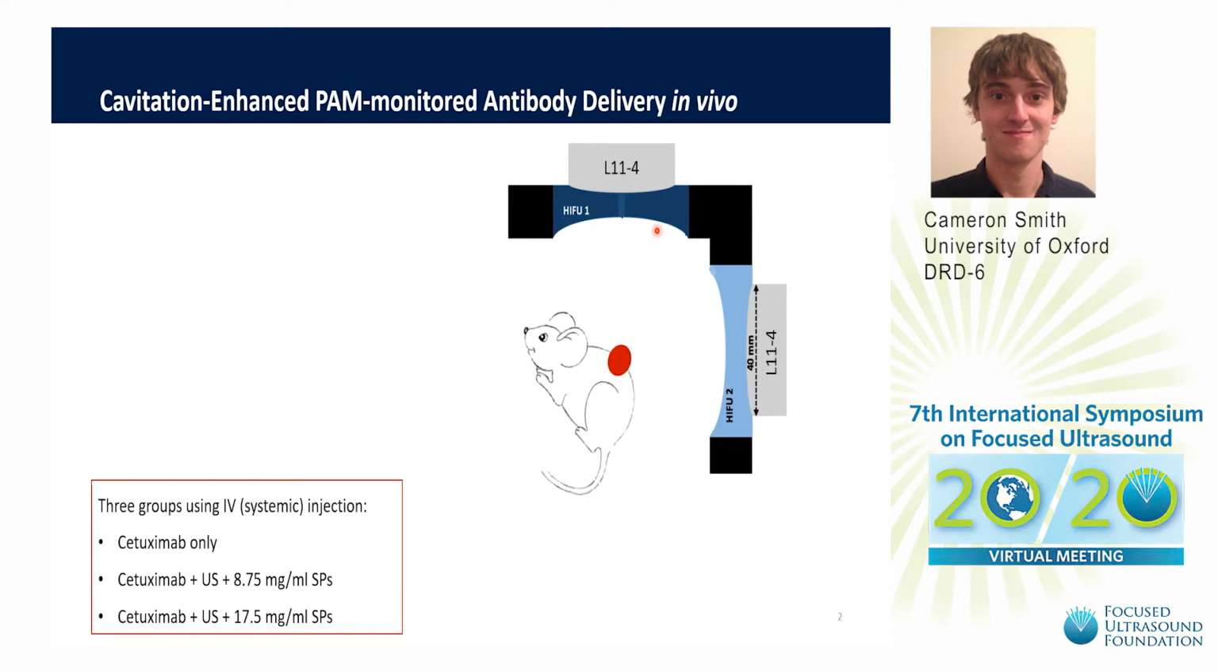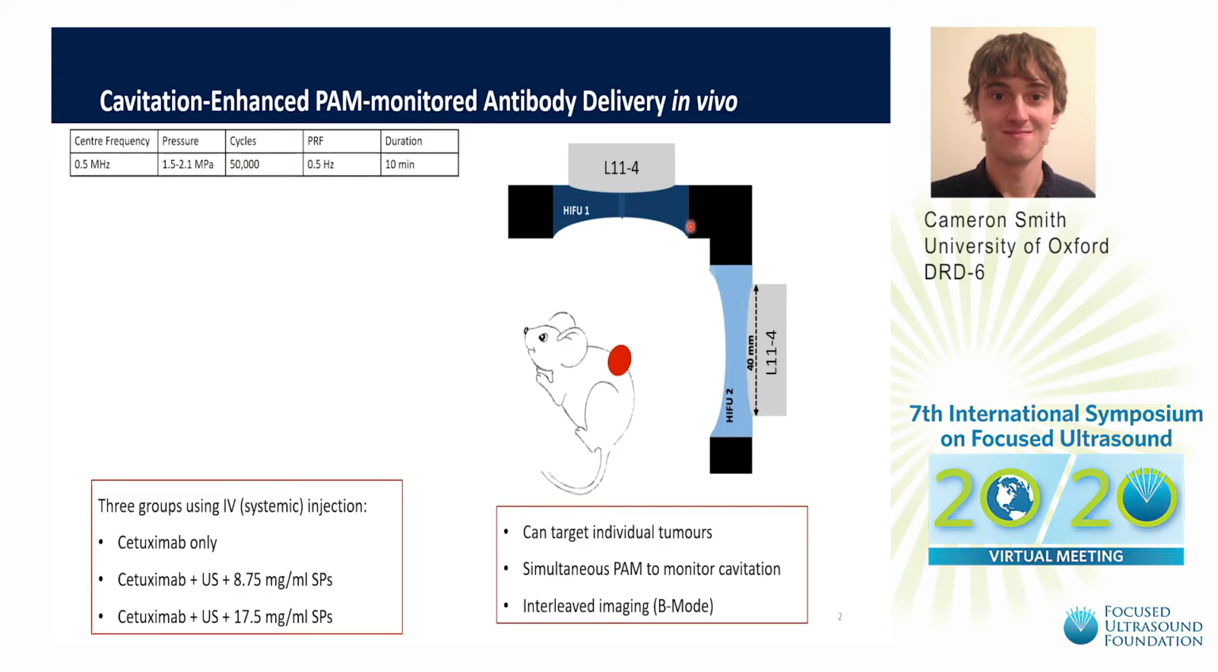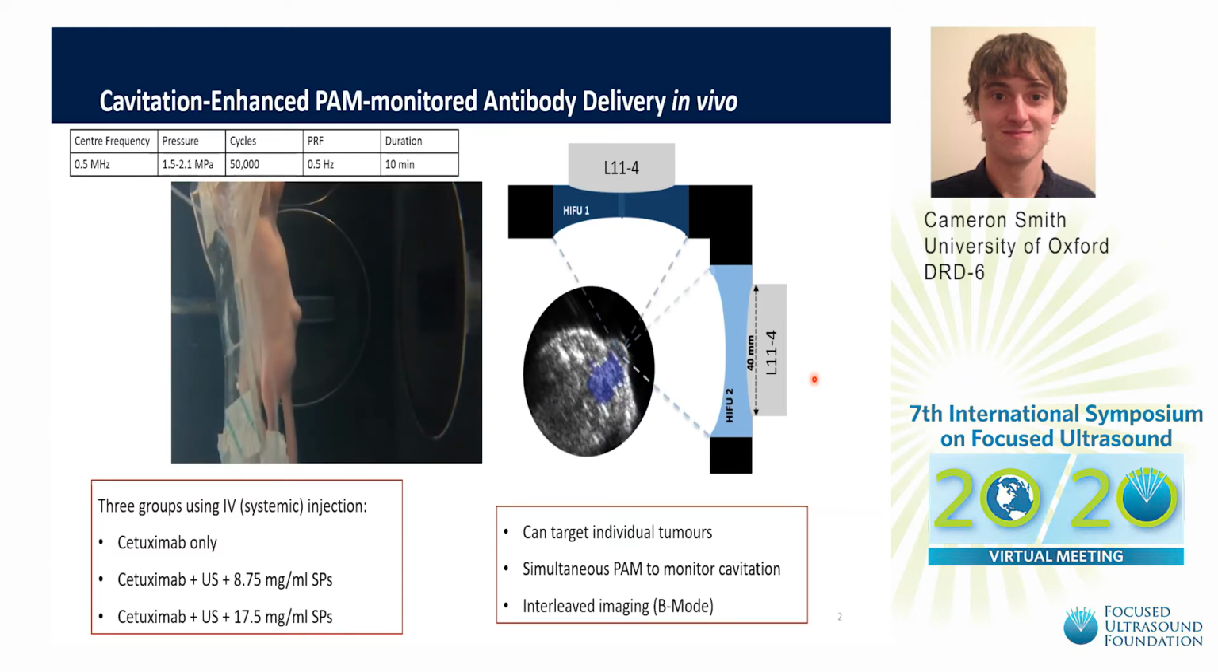The experimental setup was 2 HIFU transducers, half megahertz, focused with an overlapping beam. Each of these has a rectangular cutout to allow for the placement of 2 L11-4 linear arrays. These allowed for the recording of the cavitation signals and also for B-mode imaging between each of the pulses. This allowed us to generate these sort of images while we were performing the treatments, where we could see where we were aiming, and we'd also be able to see, using PAM, where and how much cavitation was occurring.